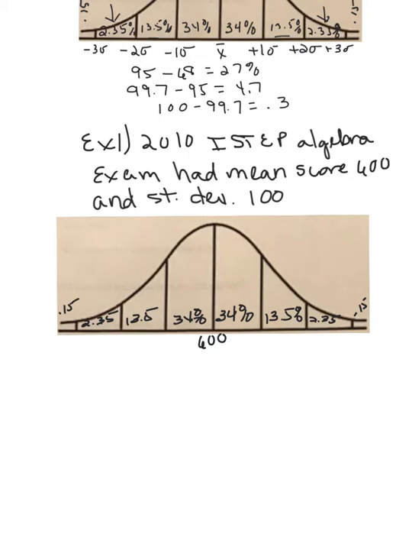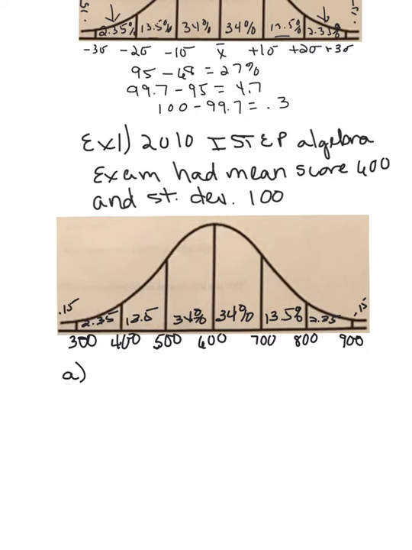So the first bar to the right will be at 700, the second will be at 800, and the third will be at 900. Going to the left, we will have 500, 400, and 300. Then you are just going to be asked questions about that normal curve.